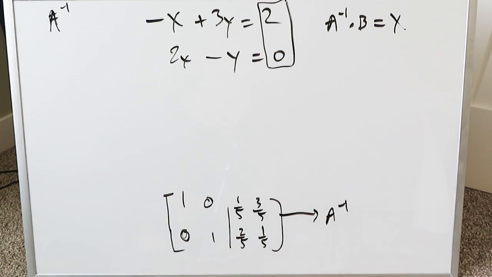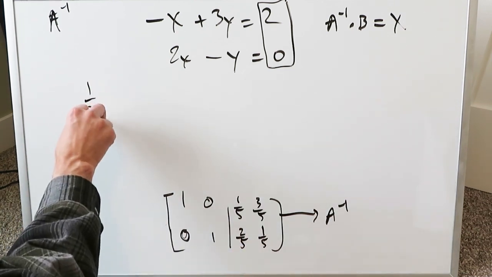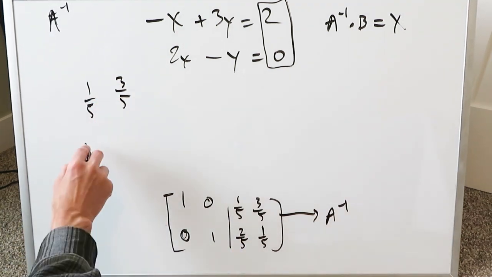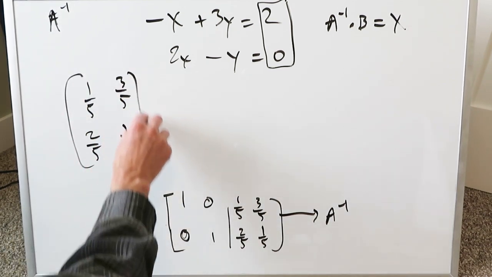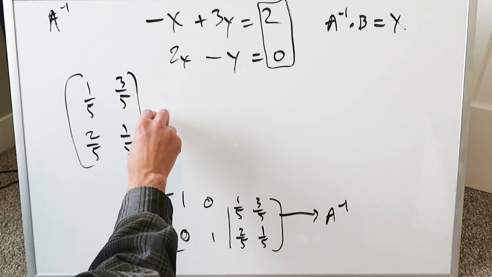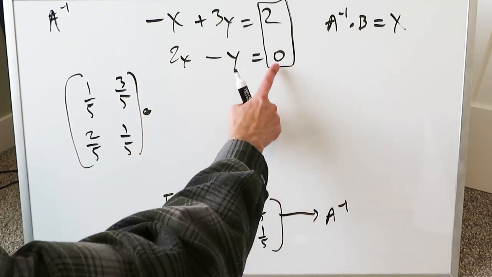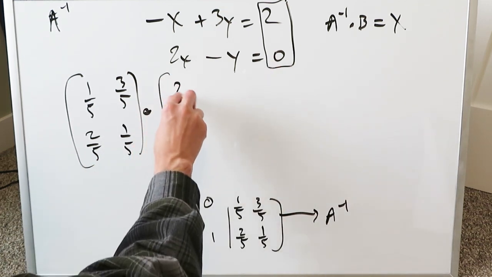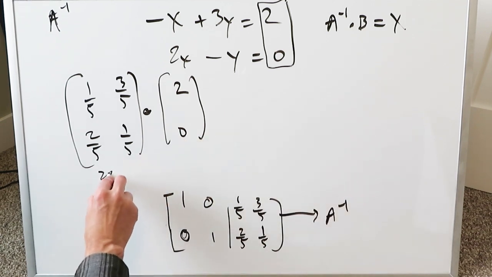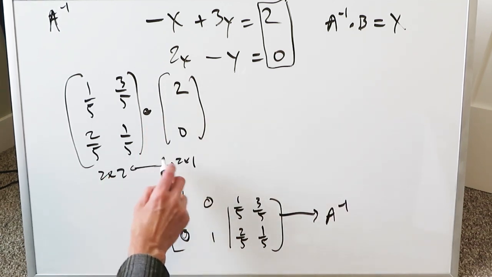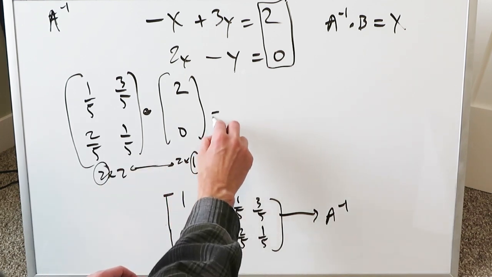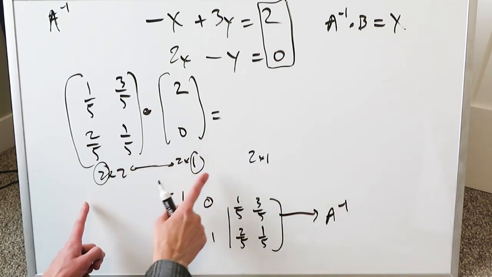Let's look at our inverse, which is this. We have a 1 over 5, 3 over 5, 2 over 5, and then 1 over 5. And remember, at the end we'll check everything to make sure it's good. I'm going to multiply this inverse, A inverse, with the b values, which are this, 2, 0. Remember what I was saying? You'll be doing a 2 times 2 by a 2 times 1. You can do it because the inner numbers are the same. Then you look at the outer numbers and your end result is equal to the outer numbers, 2 times 1.